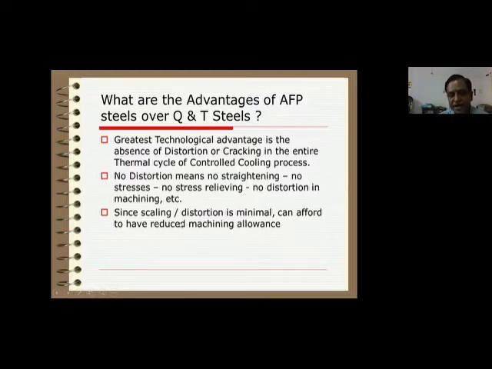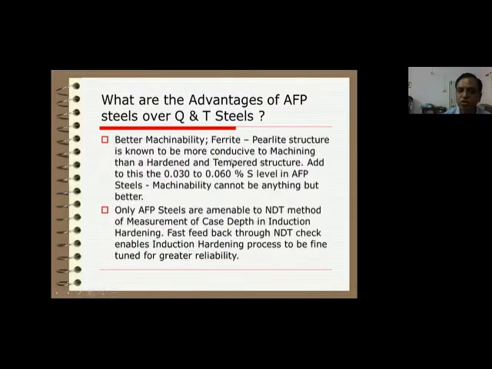And since scaling and distortion are minimal, we can afford to have a reduced machining allowance. That is one more advantage of using the microalloy steel. Plus, it has better machinability because normally in microalloy steel the sulfur levels are high. Because of that, the machinability is better. And for crankshaft application, when we use microalloy steel, then by NDT method we can check the case depth very easily. So that is again one more advantage.